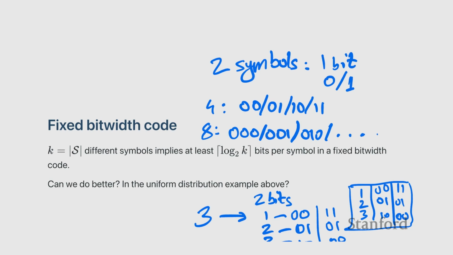I guess the person answered. Go ahead. Yeah, in this case, we should be able to do better because, for instance, we could have one of them just start with 1 and the other 2 start with 0. So you could have one of the symbols encoded with only 1 bit instead of 2. So the suggestion is that nobody is forcing us to always use 2 bits per symbol, right? Maybe there are other schemes where we use a different number of bits for different symbols.